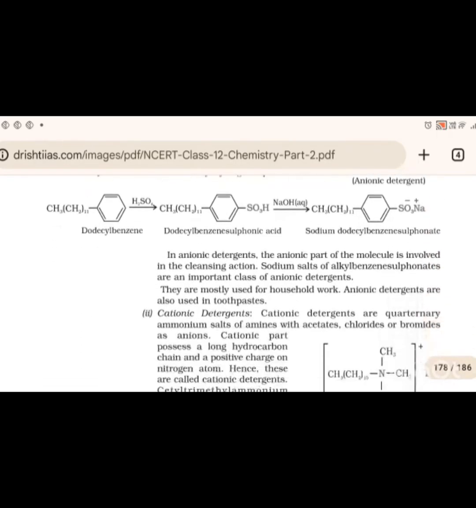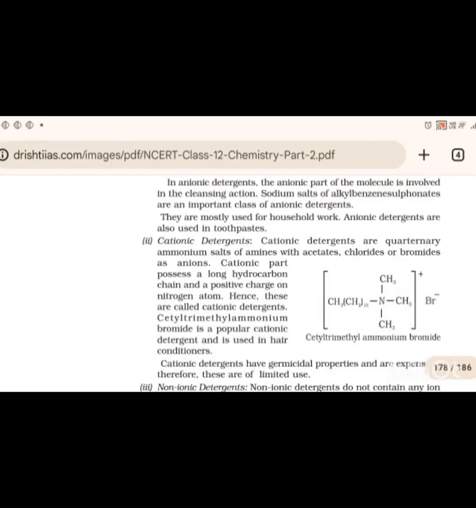In anionic detergents, the anionic part of the molecule is involved in the cleansing action. Sodium salts of alkyl benzene sulfonates are an important class of anionic detergents. They are mostly used for household work. Anionic detergents are also used in toothpaste.